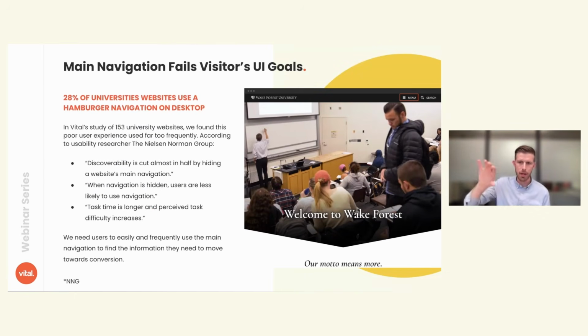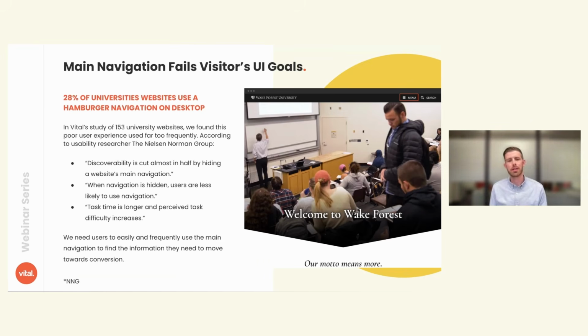This is real quick. Hamburger nav is your little three dashes that you'd have on mobile to help you expand menus. It's the kind of universal menu sign, usually in the top right, sometimes on the top left, but mostly exclusively used on mobile and tablets because it's a space-saving construct. You don't need a hamburger on desktop. But in our study, we found 28% of university websites use a hamburger nav on desktop.